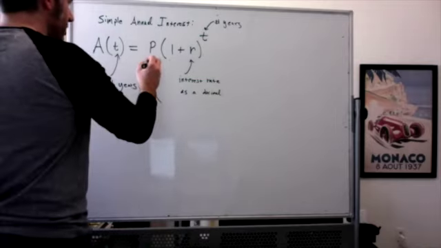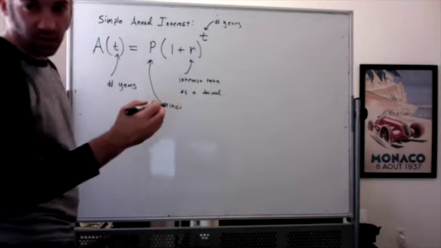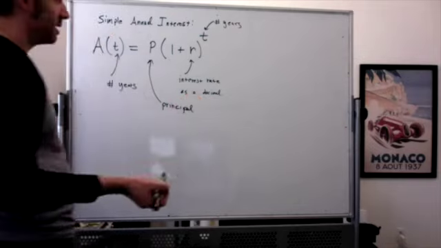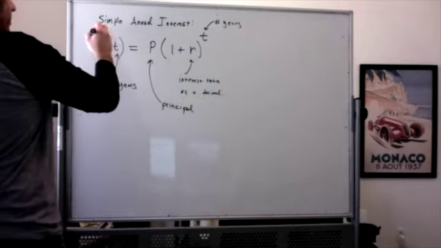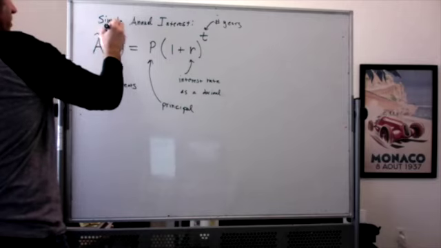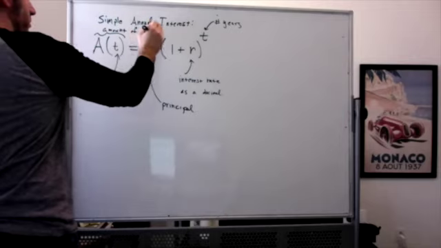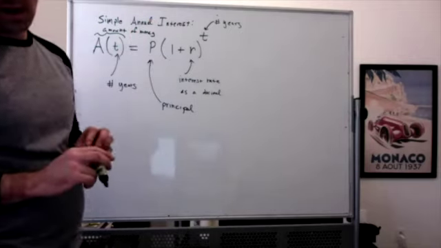P is the principal, which I never feel like I spell correctly. It's all right. It's the amount you're starting off with. It's your initial investment. And then A of T, this is the amount of money you have at time T. So that's our formula.